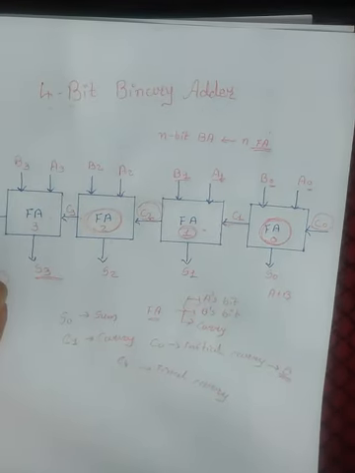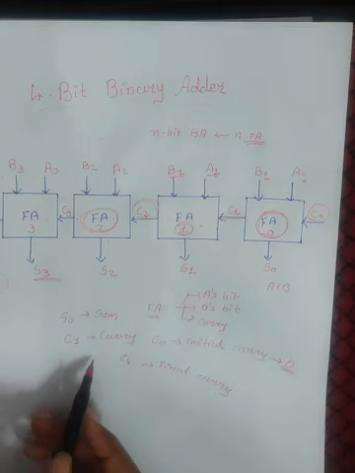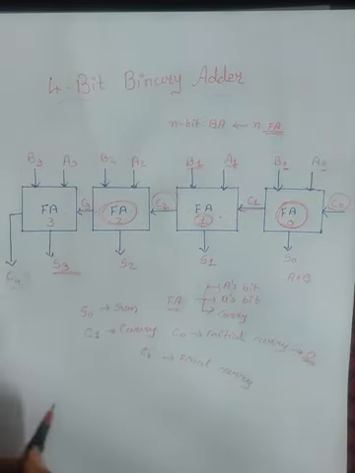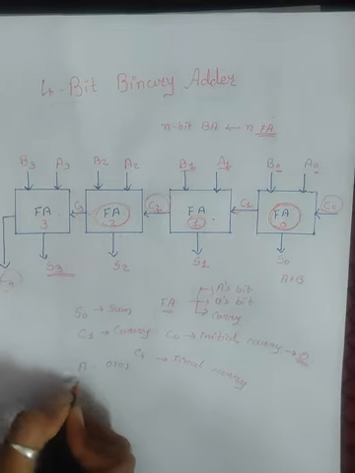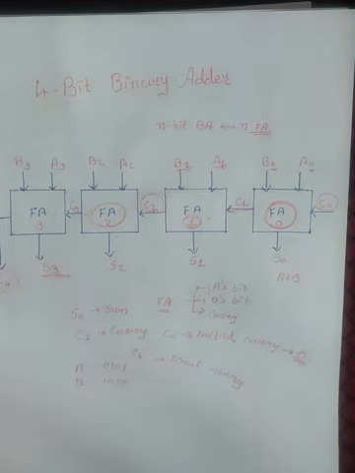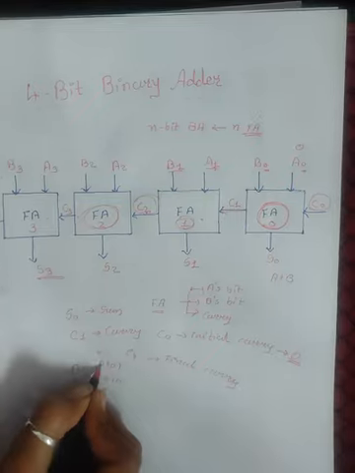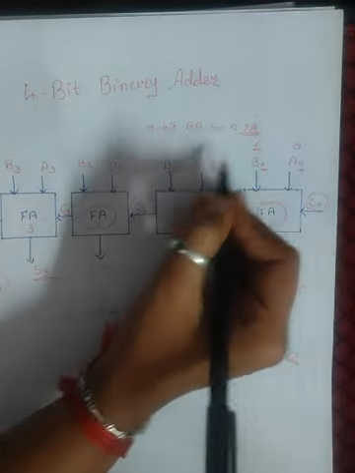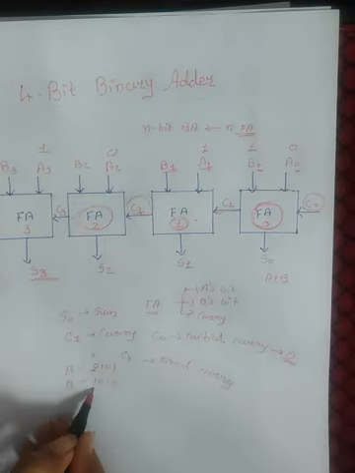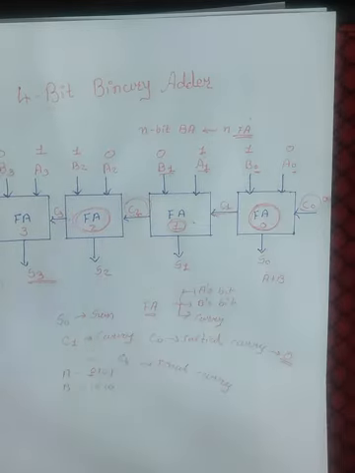As I told you earlier, it's a very simple circuit, and you can easily understand it. So let us take one example. Suppose my A is 0101 and my B is 1010, and the initial carry is 0. Here this is my 0th bit, the rightmost bit.